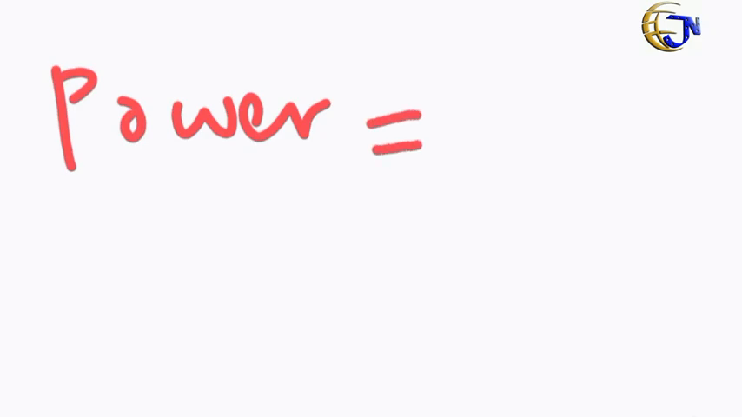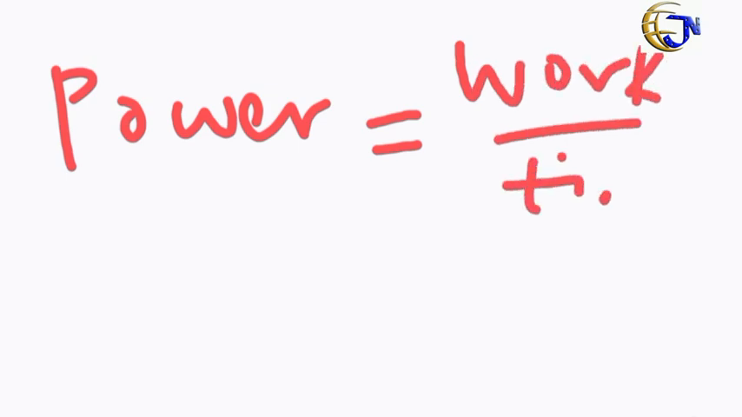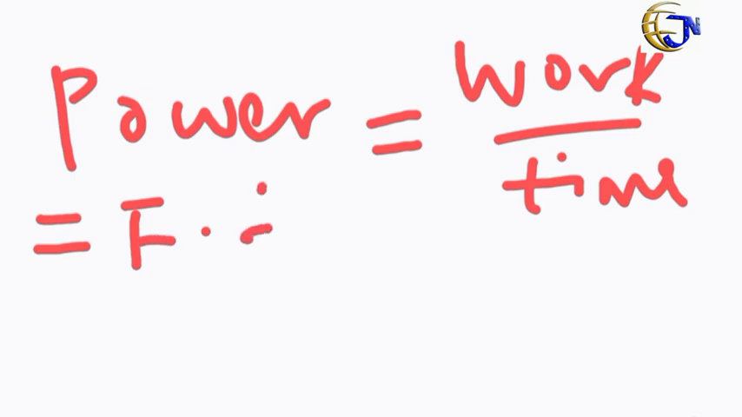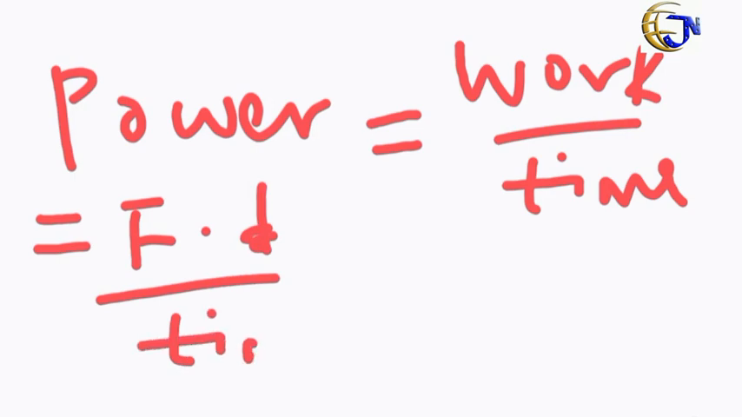Let's do power. For us to derive the dimension for power, you ask yourself, what is power? Define power. Power is work done all over time taken. And remember that work is force times distance. That's the one we just finished. Force times distance all over time. So now that we know the formula, let's get the units of power.